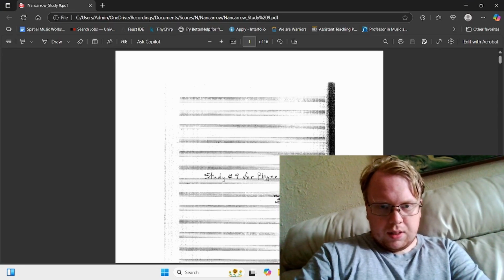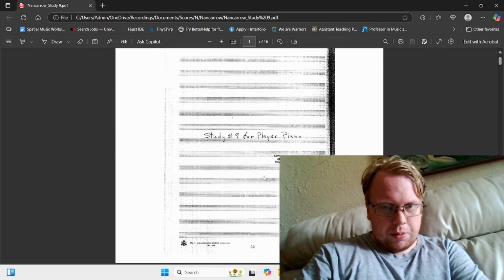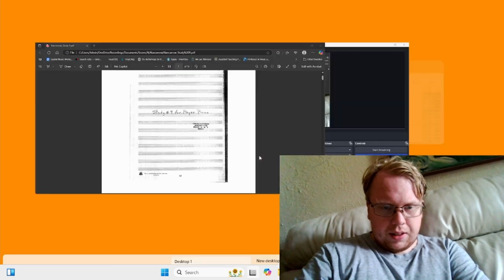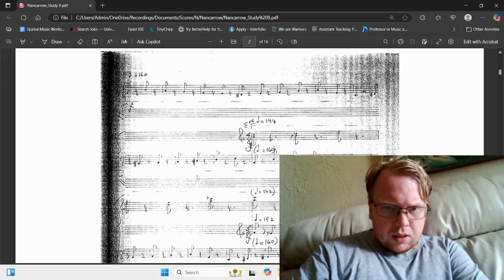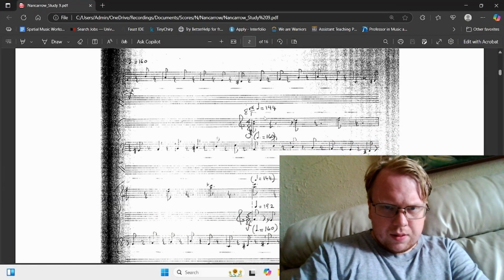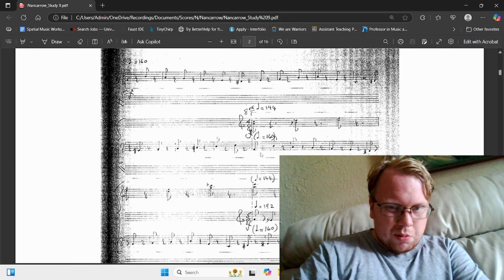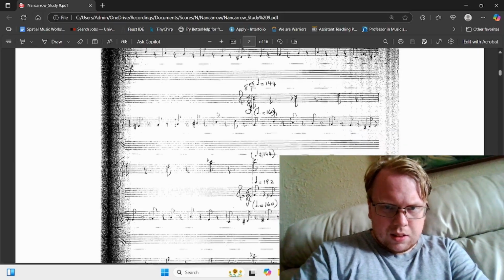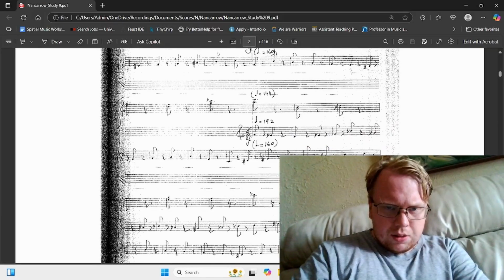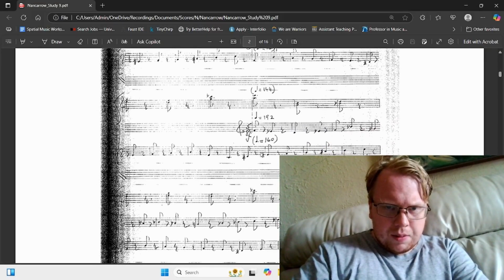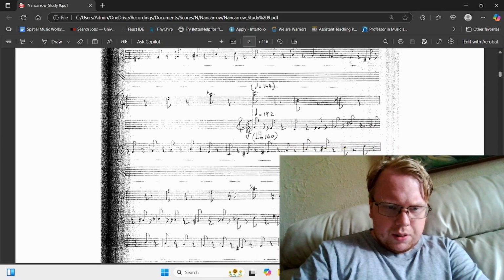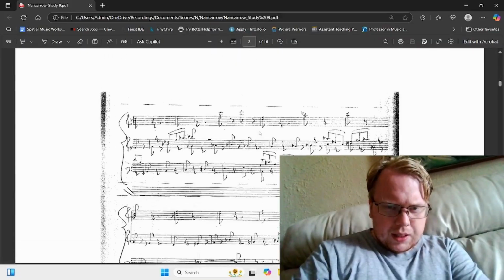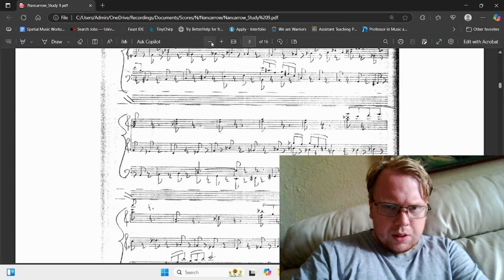So today's piece is study number 9 for player piano by Nancarrow. We get like this: quarter equals 144 against dotted quarter equals 160 kind of thing. So some poly tempo stuff. Then we have quarter equals 192. So I have a feeling it's going to be pretty layered.